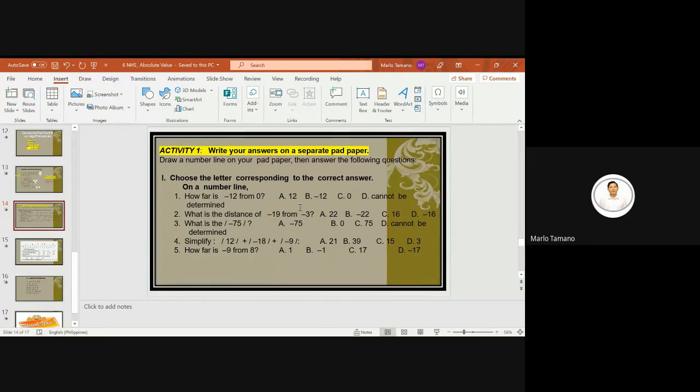B as in boy? Negative 12? How far is negative 12 from 0? What is your answer? A. So the answer is A. Naintindihan? O dito naman, what is the distance of negative 19 from negative 3?